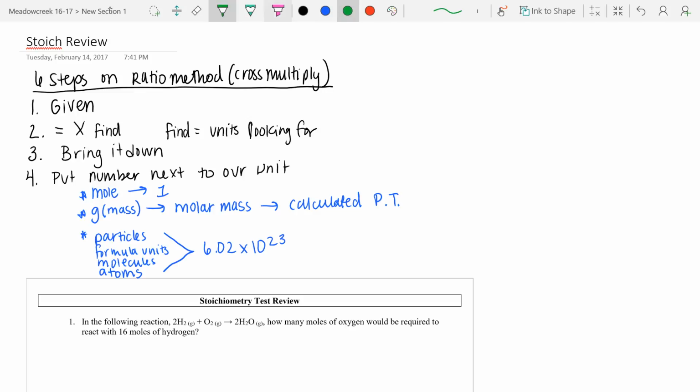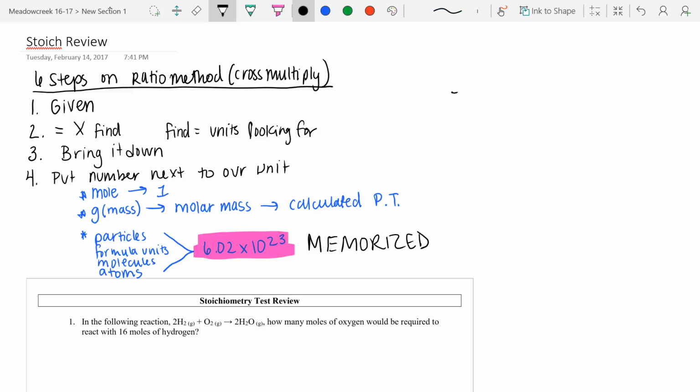Now, one key thing about that is remember, this number must be memorized. Memorized, okay? I can't say that enough. I am not giving you this number on your test. You have got to remember it, okay?